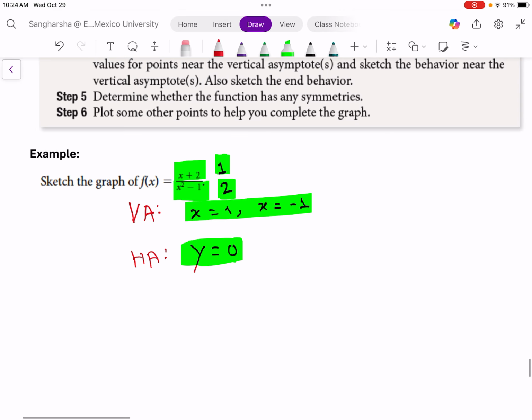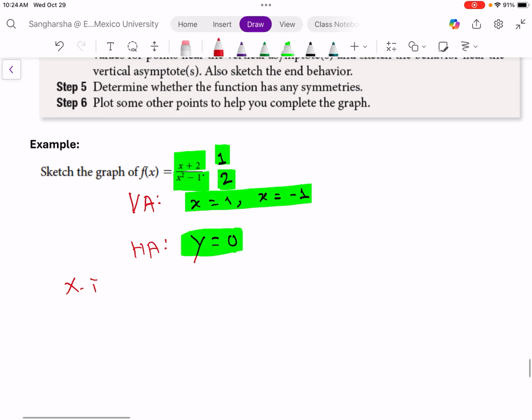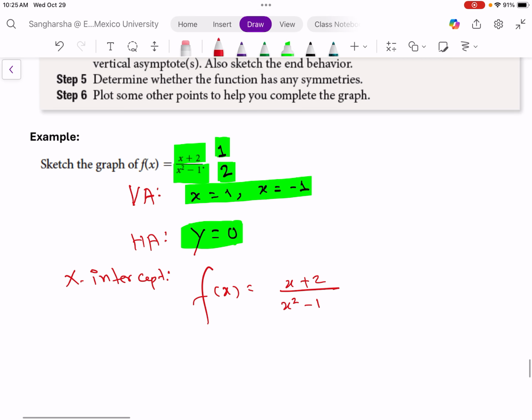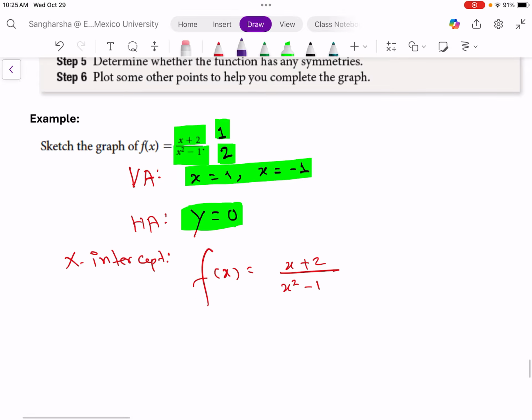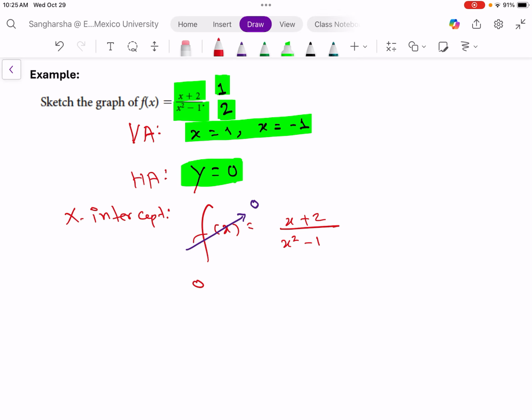So let's find the x-intercept for this function. How do we find the x-intercept? Our function f of x is x plus 2 divided by x square minus 1. The x-intercepts are the points on the x-axis, and every point on the x-axis has y coordinate 0, right? So you replace y by 0. Which is y here? f of x is y. So let's replace this by 0. We solve this equation and we get our x-intercept.